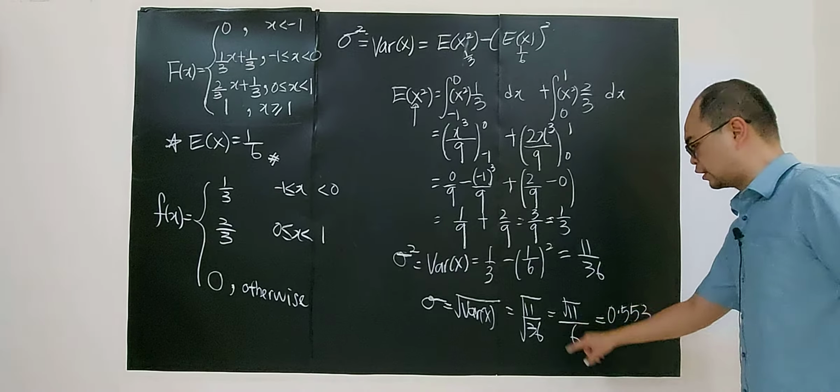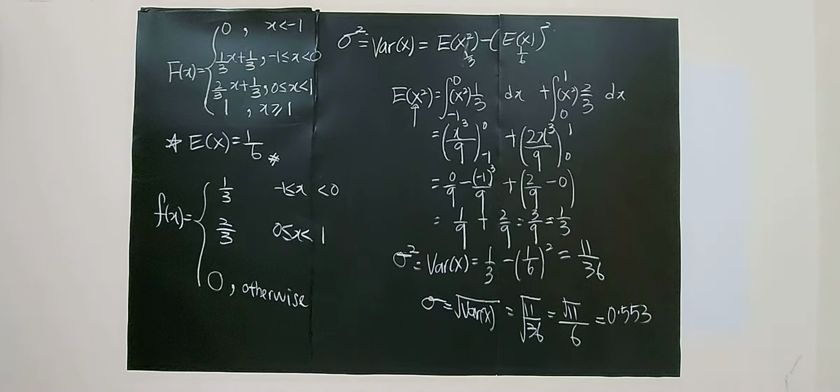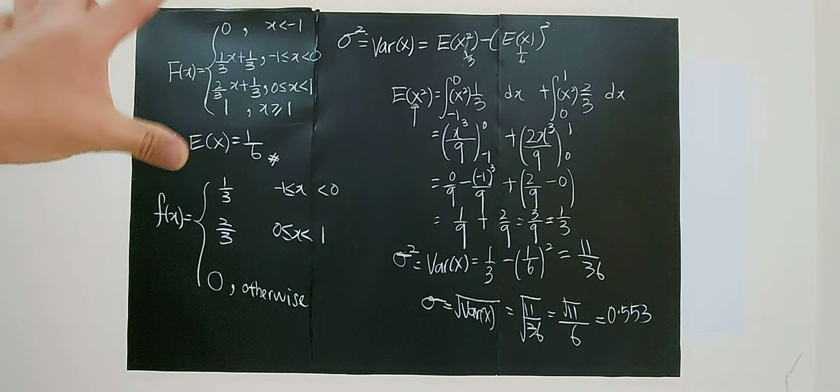0.553, or leave it in the third form. So, okay, this is the way we're finding the standard deviation, right? Next, the question is asking us to find the median. Find the median of this distribution here.